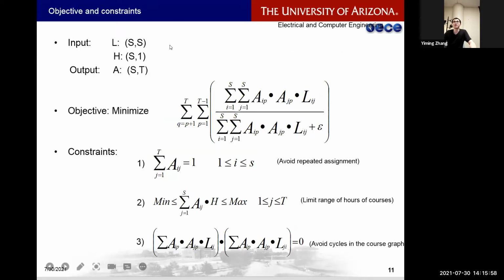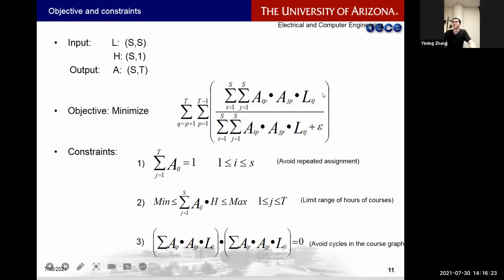And here they are listed here. And on the right side are the sizes of the matrices. S means the number of learning outcomes, and T means the number of courses. And the objective function is listed here. So it's a nonlinear optimization, and the denominator is quadratic.